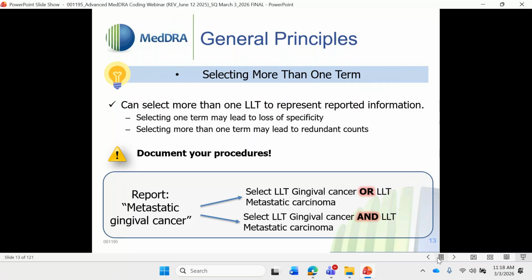So let's look at an example of that. If you had a verbatim term of metastatic gingival cancer, if you were to only code gingival cancer, you would miss the portion of the concept that it's a metastatic carcinoma, right? Remember, we have to capture everything very accurately. The best way to do that would be to capture both the site, gingival cancer, as well as the fact that it's a metastatic carcinoma. So the most appropriate way to code this reported verbatim term would be with these two LLTs. The MedDRA term selection points to consider document also addresses that.